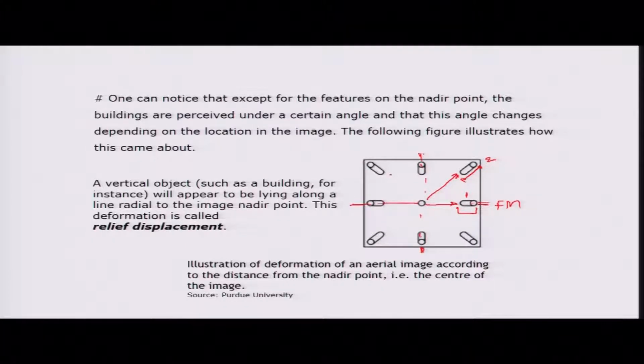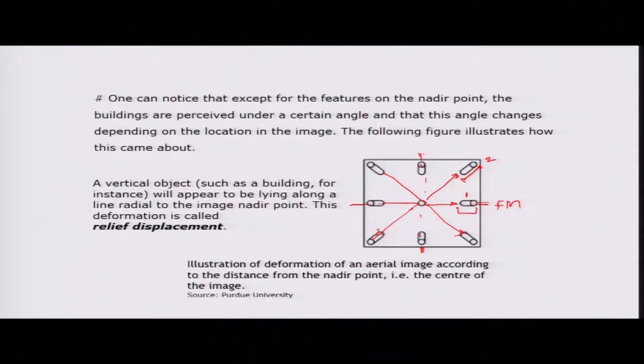Similarly, this. So, all the buildings which are radially located outward and placed at a greater distance from the principal point will have more relief displacement. This is the concept of relief displacement. Hope you understand it from this figure easily. A vertical object such as a building, for instance, will appear to be lying along a line radial to the image nadir point. This deformation is called relief displacement.